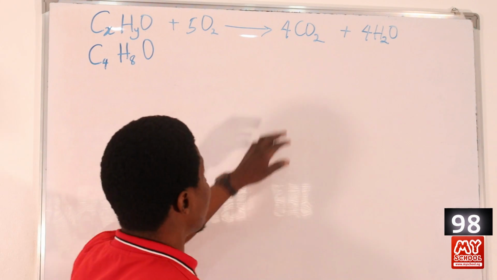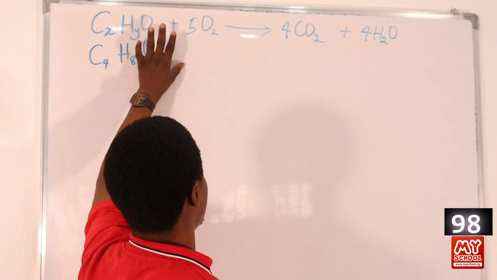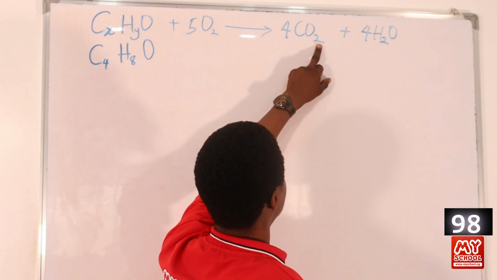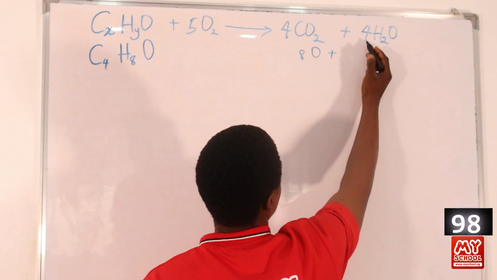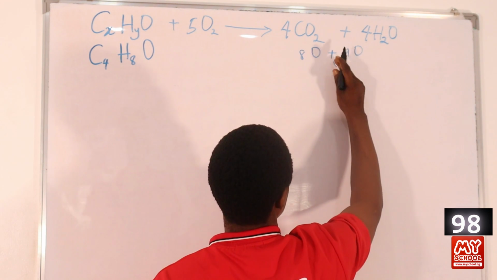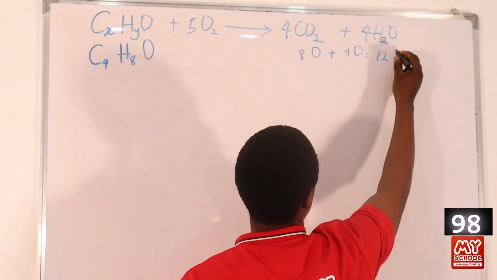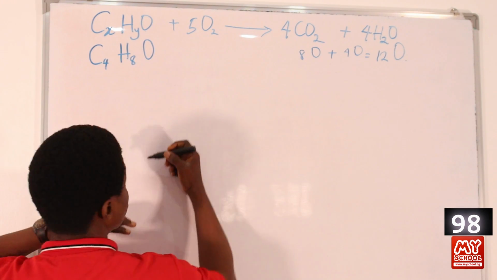So first, let's look at the total number of oxygen we have on the right hand side. It must be the same as what we have on the left hand side. So this is 4 times 2, that is 8 moles of oxygen, plus 4 times 1, that's 4 moles of oxygen. By the time you add them together, you have 12 moles of oxygen on the right hand side. So the left hand side must also have 12.